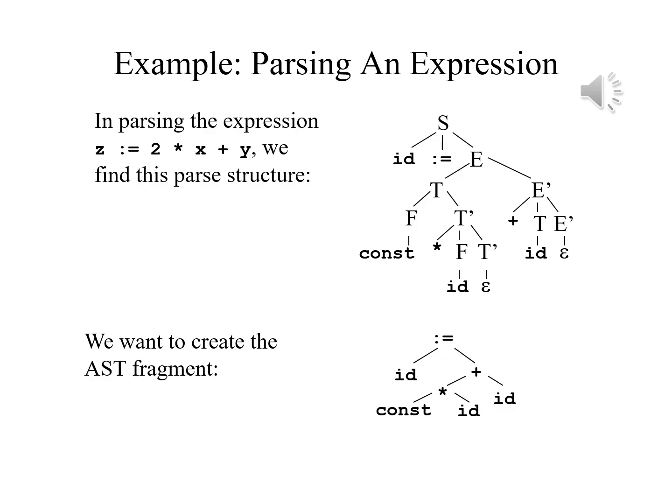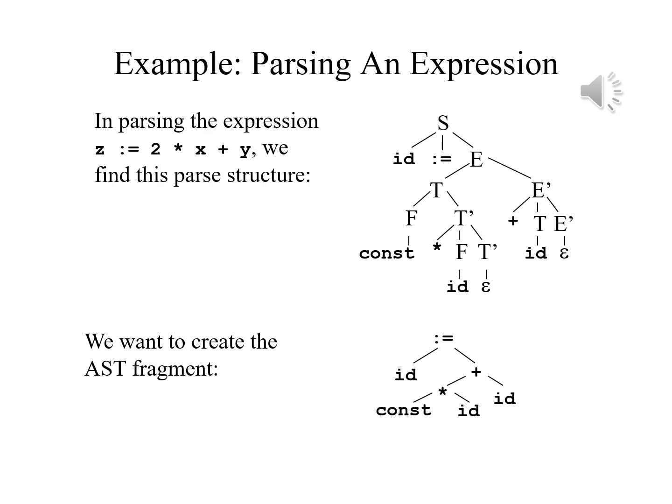Let's take a look at another example. Imagine now that we are looking to parse the expression z is set equal to 2 times x plus y. You can see the parse tree that we will get. As with all cases of top-down parsing, the parse tree is going to be a little bigger than if this were an LR1 grammar. This can, however, lead us to an abstract syntax tree fragment that you see here. That's a lot more compact.